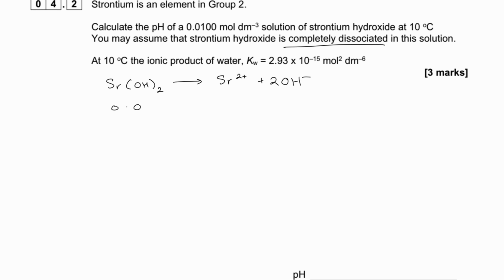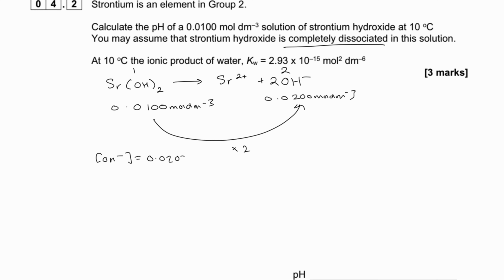So 0.01 mol dm^-3 of strontium hydroxide, that's got a ratio 1 to 2. So to get to this concentration of hydroxide ions, it's times by 2, 0.02. Therefore, the concentration of my hydroxide ions is 0.02. Perfect. Now, let's write our Kw expression.